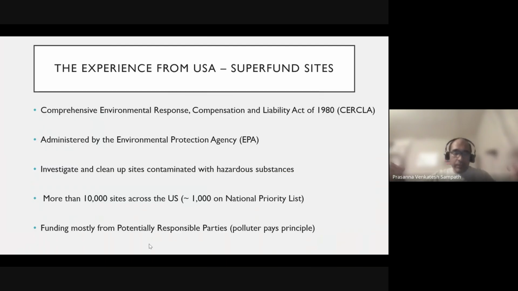India will have similar kinds of numbers. We might have 50,000 sites or whatever it is. We might have even more contaminated sites. We don't know. Anyway, there is a systematic methodology that they follow. Once they identify a contaminated site, they try to find out who was the person responsible for the pollution, and then they try to recover money from them.